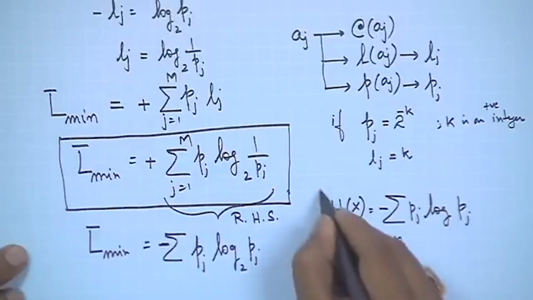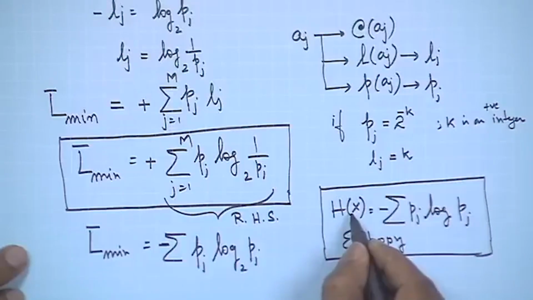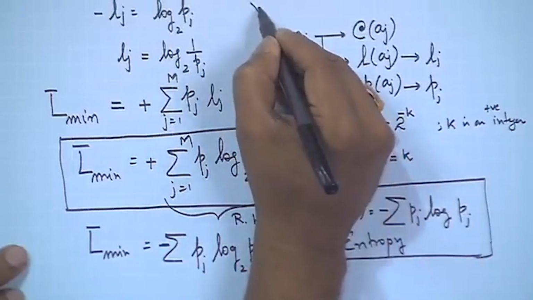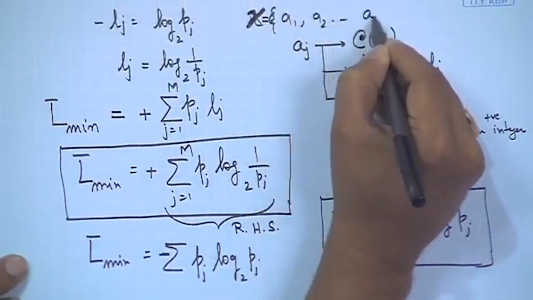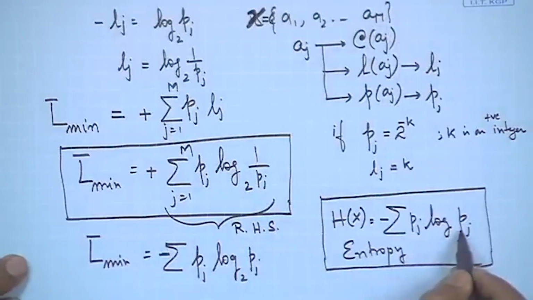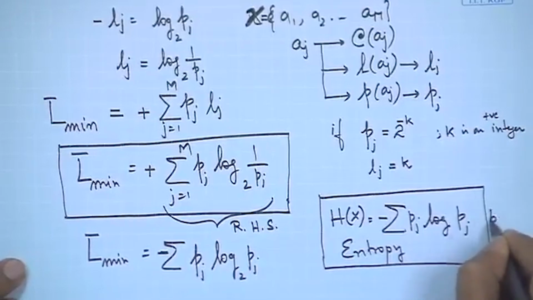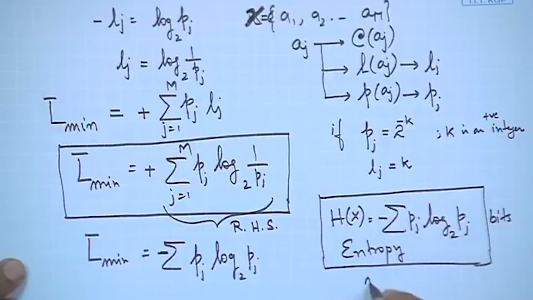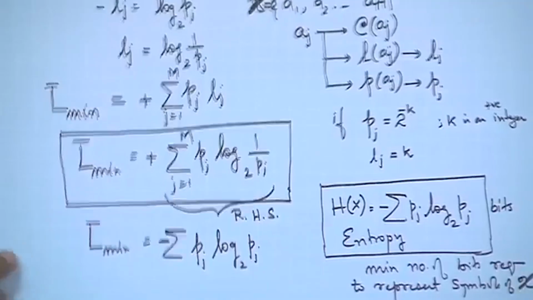This is denoted as the entropy of the source. By definition, this is the entropy of the source alphabet X, denoted by H of X, which contains the symbols X equal to a1, a2 up to am. These are the symbols with probabilities Pj. This denotes the entropy, and the definition of entropy tells us that it is the bits, because we have used log base 2, or the minimum number of bits required to represent symbols of the alphabet X. So, this is what we have.